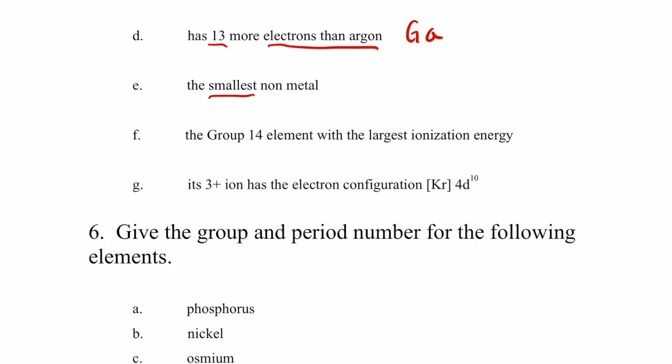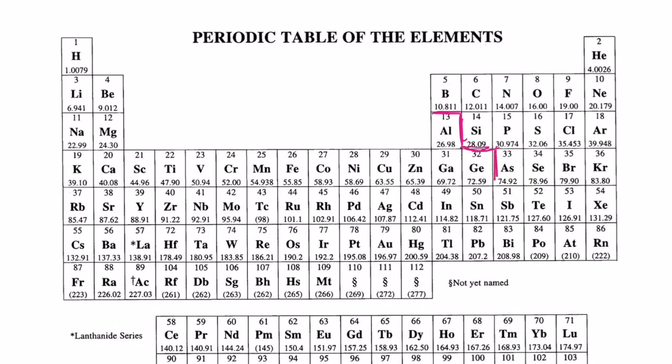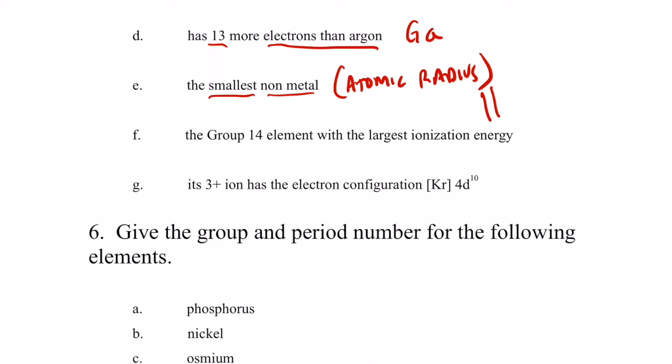Letter E, the smallest nonmetal, and when I say smallest, it's not by mass. I'm talking atomic radius again, folks. So let's see, smallest nonmetal. So I'm going to draw my line in here. Doesn't the nonmetal line go right over here? And the radius decreases when you go to the right. It decreases when you go up, so I'm going to pick helium. So helium would be the nonmetal with the smallest radius.